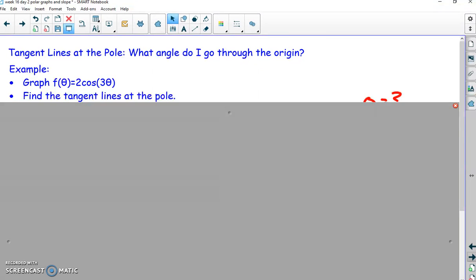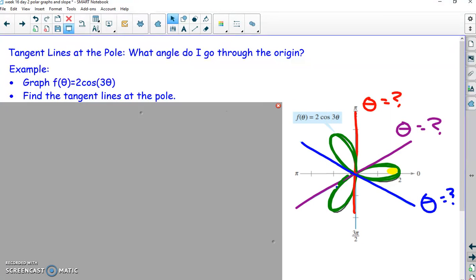All right, so here, you're going to hear this sometimes where it says find when the tangent line goes through the pole. That's really saying, what angle do you use to go through the origin? So if I graph 2 cosine 3 theta, what you're going to learn on Desmos or in your polar petal discovery is it has 3 petals. The first petal starts on the far right. And as you loop through those petals, it goes through the origin a couple times.